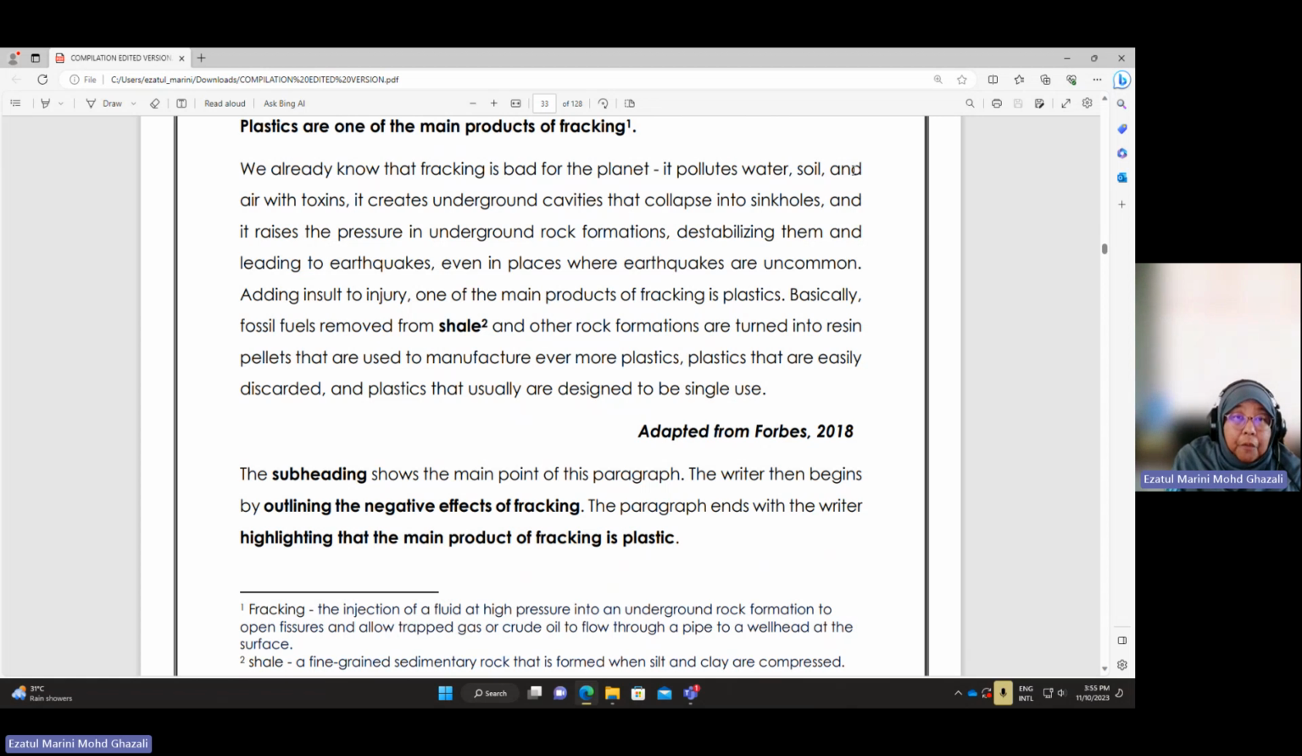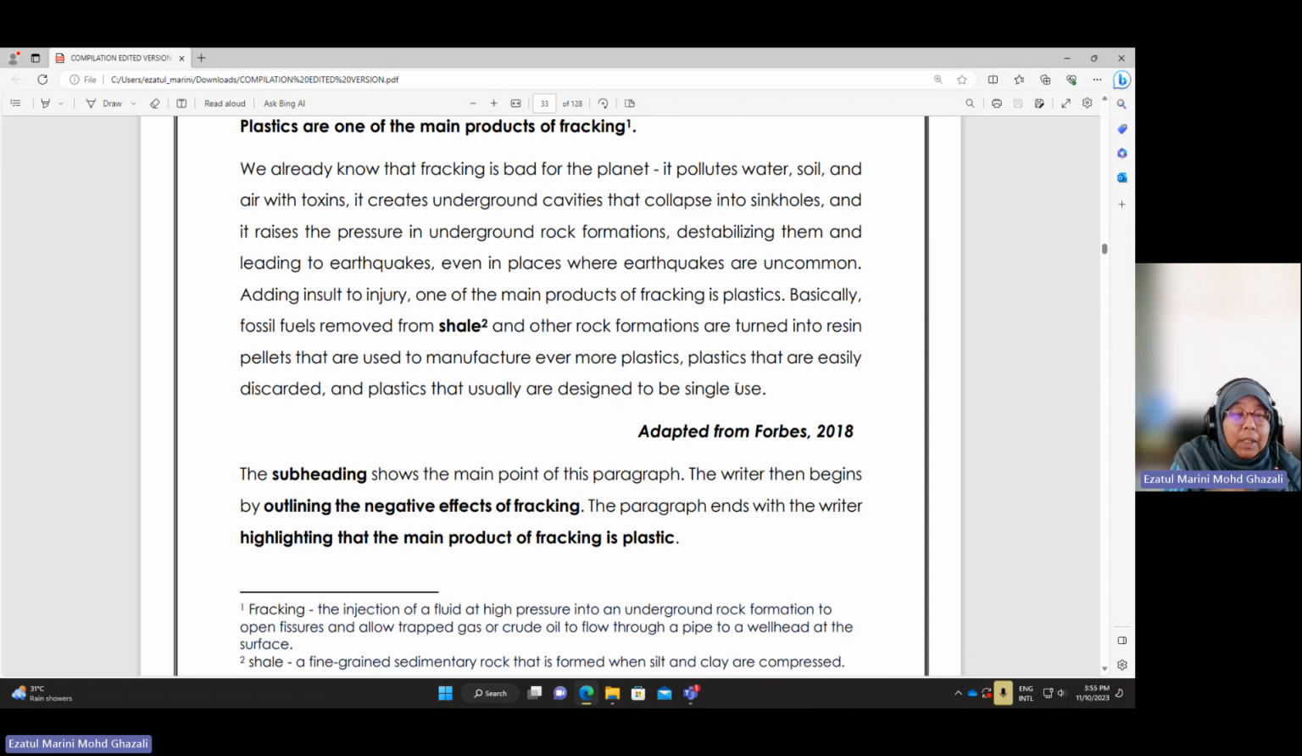And what is the form of shale? It is a rock that has fine grain. All right, and then it turned into resin pellets that are used to manufacture ever more plastics. So plastics that are easily discarded and plastics that usually are designed to be single use. So it shows that the last sentence is highlighting plastics, plastic that is one of the products of fracking.